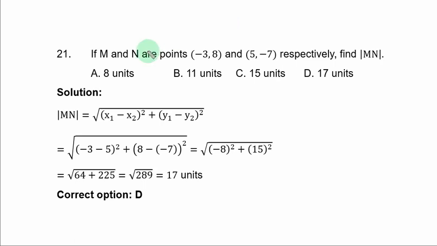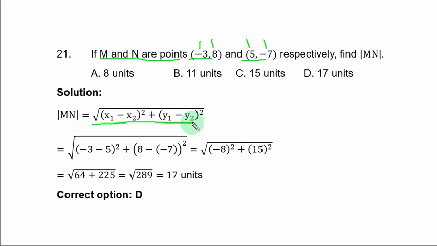Question 21. If M and N are points, M is (-3, 8) and N is (5, -7) respectively, find the length MN. That is the distance between M and N. So the first coordinate, this is x1 and this is y1. You have x2 and y2. The length MN is obtained using this simple formula.